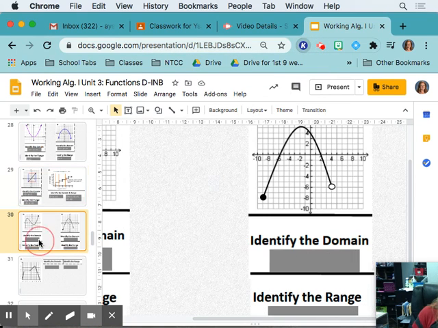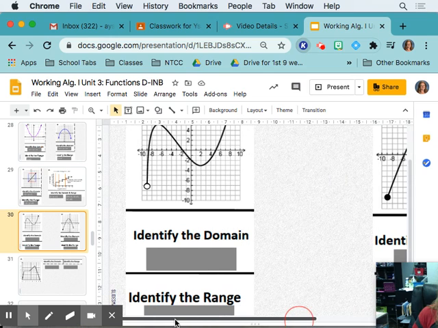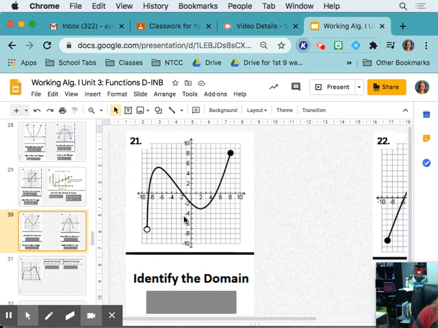All right, let's go to 30. Identify the domain. So this is a little loop-de-loop, just like a ride at Six Flags. So domain is our x values. So start at the origin with your mouse. How far left can we go? -9. How far right can we go? Positive 8.